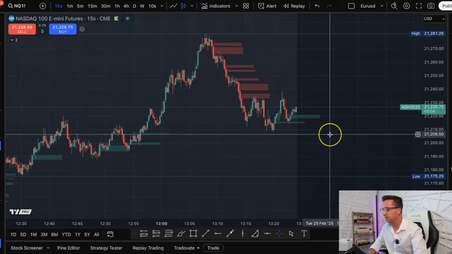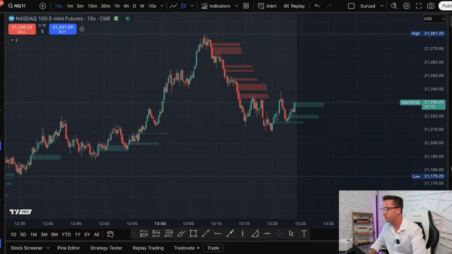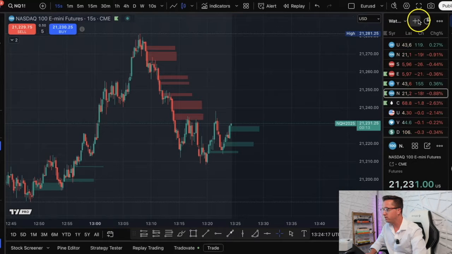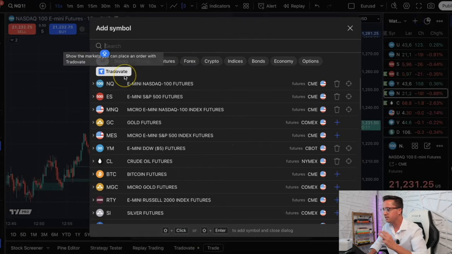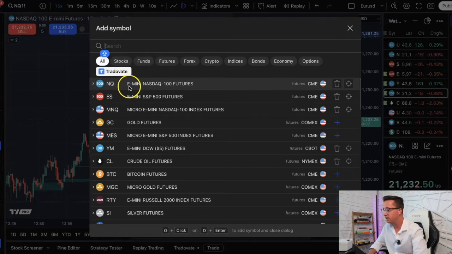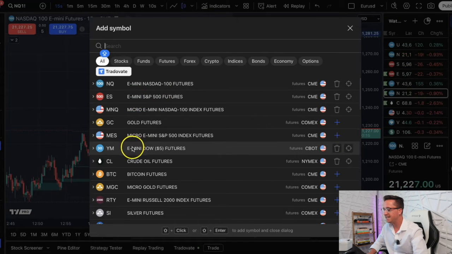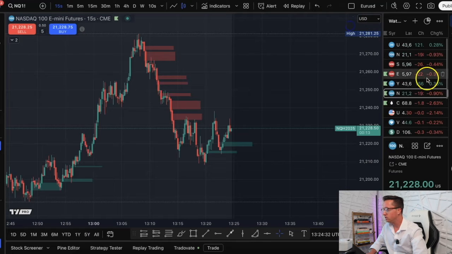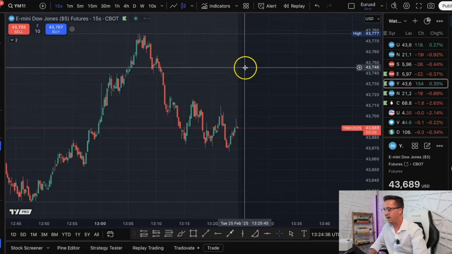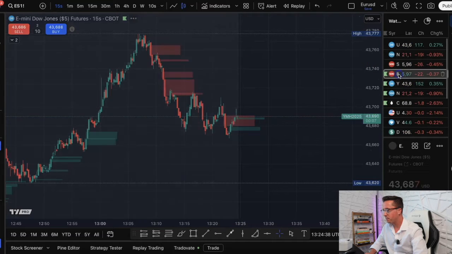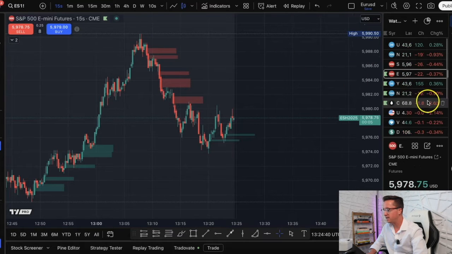So I think the first thing that's important is you want to get your Trade account set up and linked to TradingView. Once you do that, when you go to your watch list, these are the three assets that I am only trading. I'm trading the E-mini NASDAQ, NAS 100 as most of you know, the E-mini S&P 500, and the E-mini Dow. So if we go to my chart, I have NASDAQ right here, then I have YM right here, and then I have ES right here.